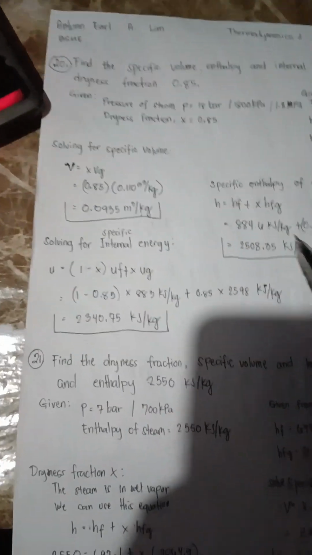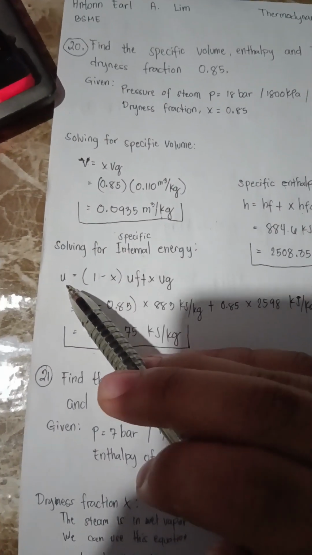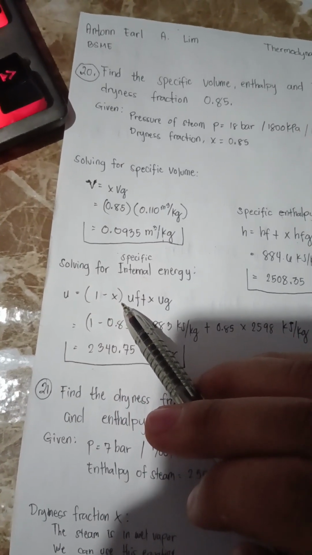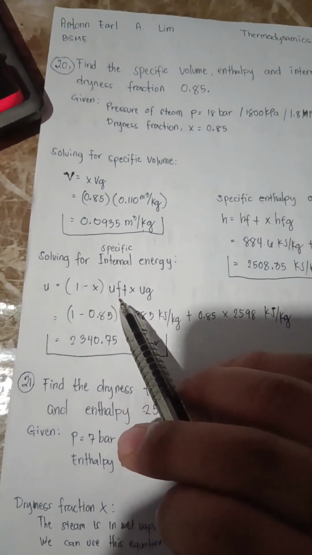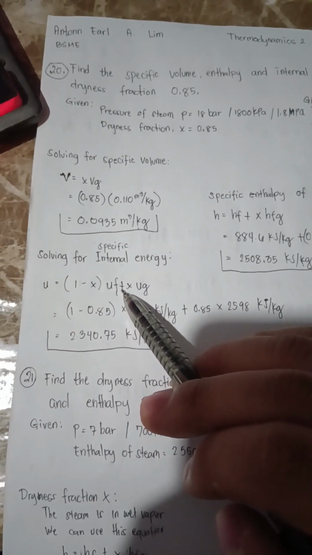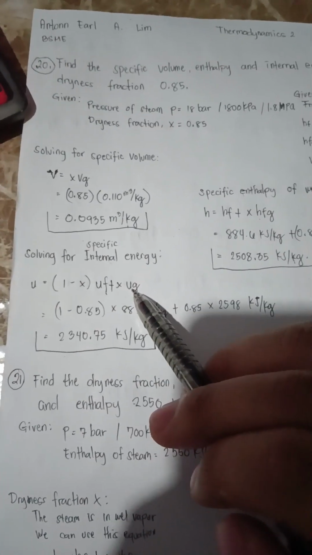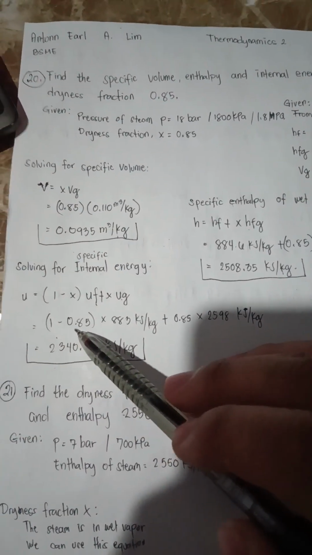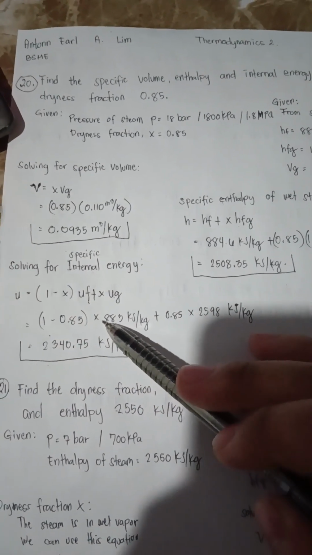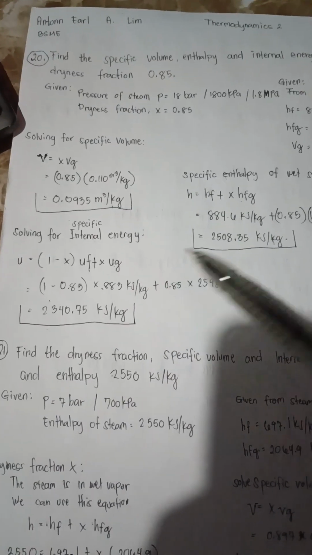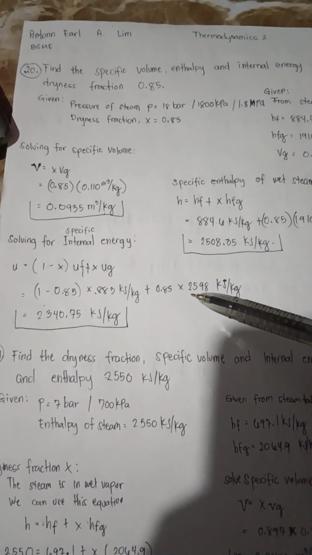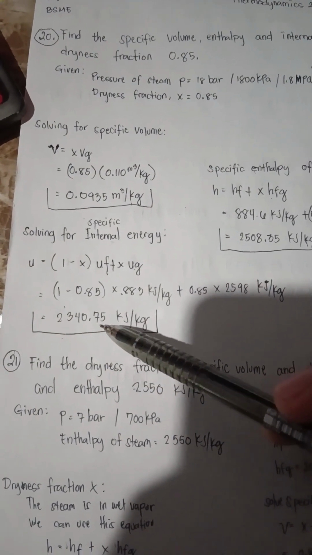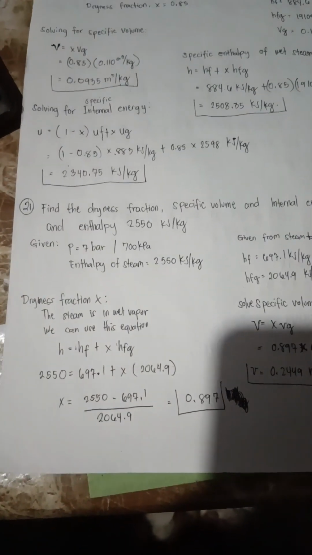So the specific enthalpy would be 2508.35 kilojoules per kilogram. Solving for the internal energy, we can use the equation: internal energy is equal to (1 minus X) times the internal energy of saturated liquid UF, plus X times the internal energy of the saturated vapor, UG. Substituting the given values: (1 minus 0.85) times 883 kilojoules per kilogram plus 0.85 times 2,598 kilojoules per kilogram. The answer would be 2,340.75 kilojoules per kilogram. So we're done with problem number 20.